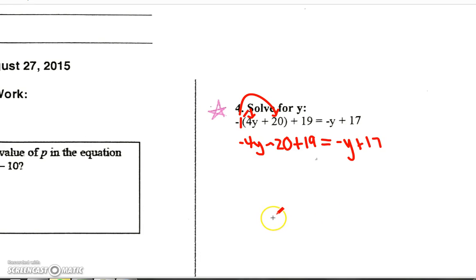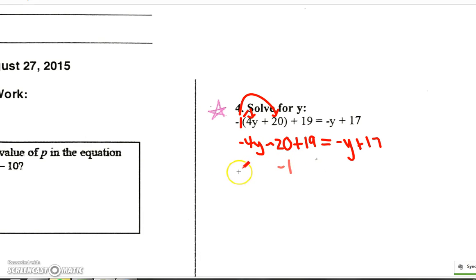Okay, so the next thing that we're going to do is put together like terms. A like term is just anything that, if there's a y with it, I put together all of the y's. If there's just numbers by themselves, I put all the numbers together. So I'm seeing here, there's no other y's on this side of the equal sign, but I do notice that there is a -20 and a positive 19, and I can put these two together. I'm going to think about this like money. I owe $20, but I was able to pay back 19. That gives me a -1.